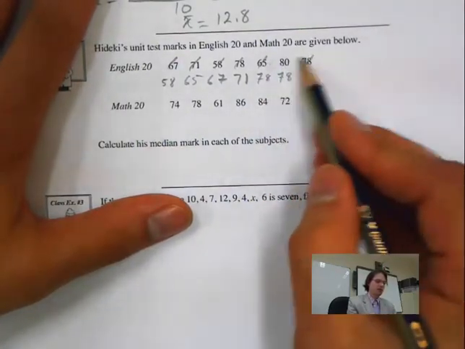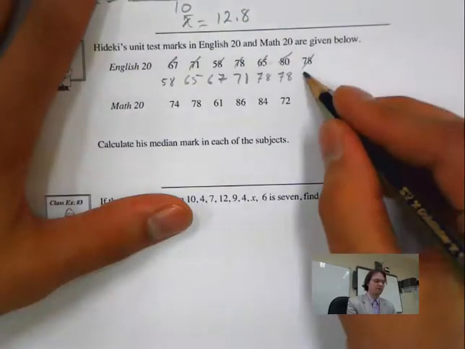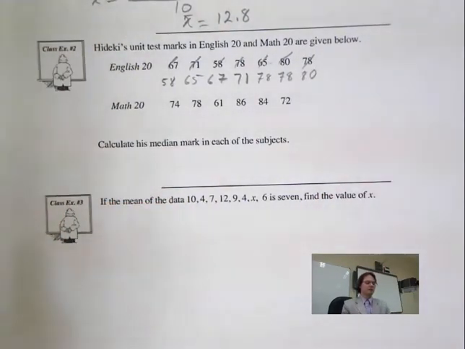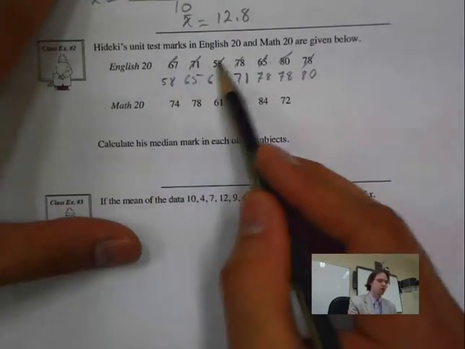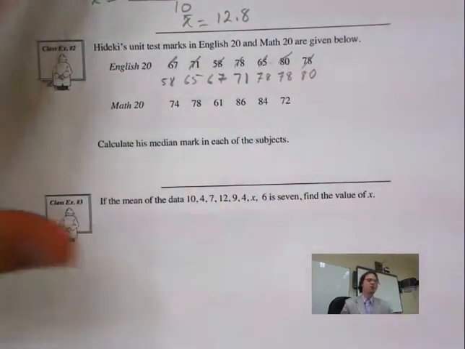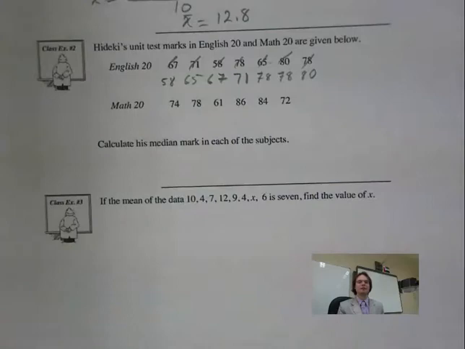And then what do we have left? Only an 80. Okay? Now we want to find the middle of this. Well, how many marks do we have? 1, 2, 3, 4, 5, 6, 7. There are 7 marks. It's perfect. So we just find the middle number.